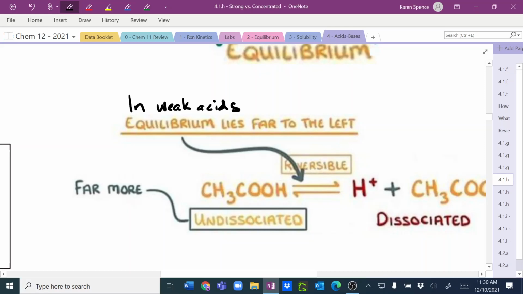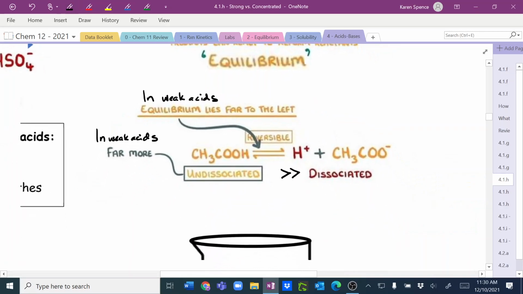In weak acids, the equilibrium lies far to the left. In weak acids, far more of the acid is undissociated compared with how much is dissociated. And that's why your Ka expressions are all like 10 to the negative 5, negative 6, negative 7, because the products are so much smaller than the reactants.